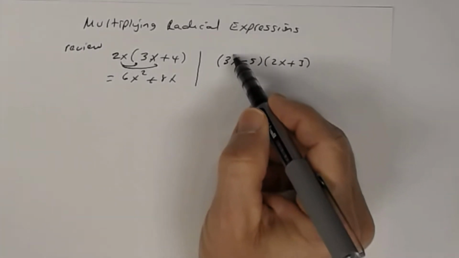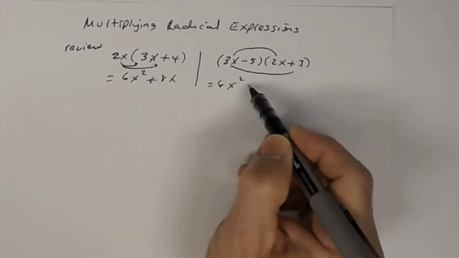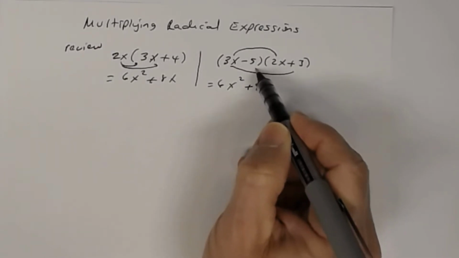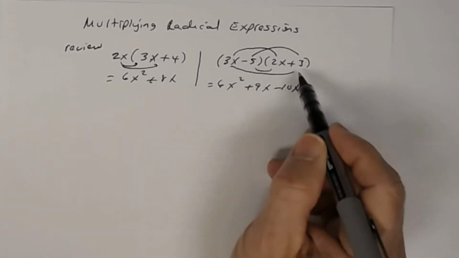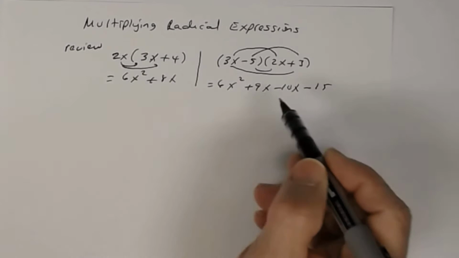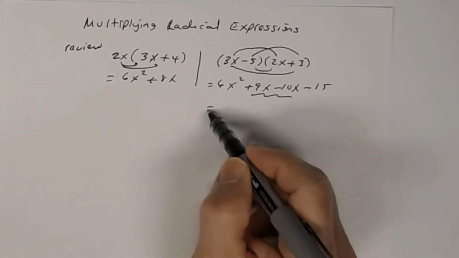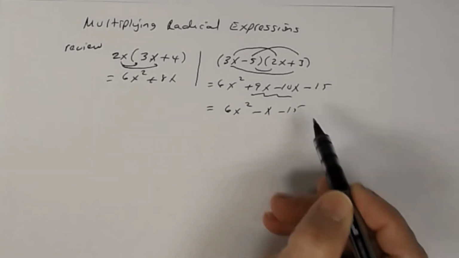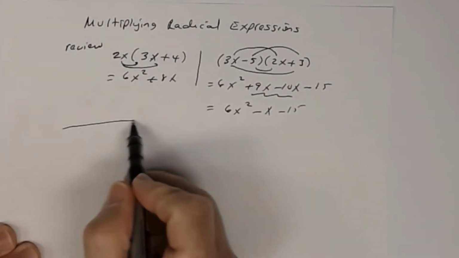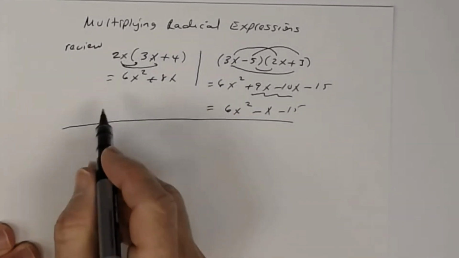So 3x times 2x is 6x squared. The outer is 9x, and the inner is a negative 10x. And the last is negative 5 times 3, which is negative 15. I can combine like terms here, so I can combine these x terms. And so I get 6x squared minus x minus 15. Okay? Now, what we're going to do is use these ideas with radical expressions.